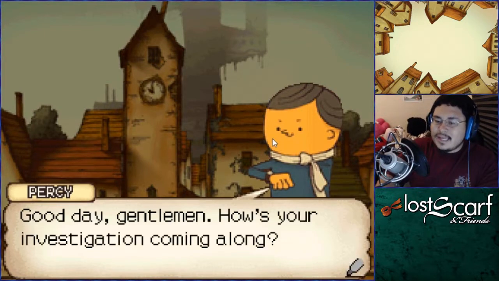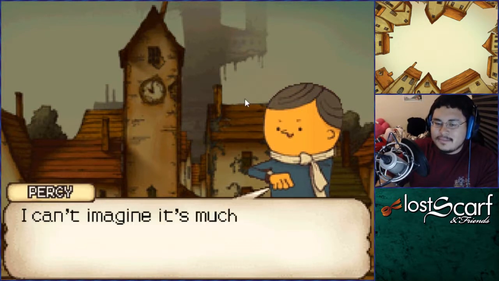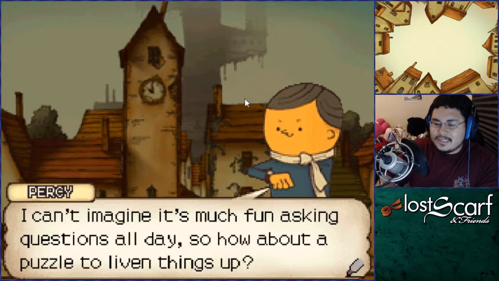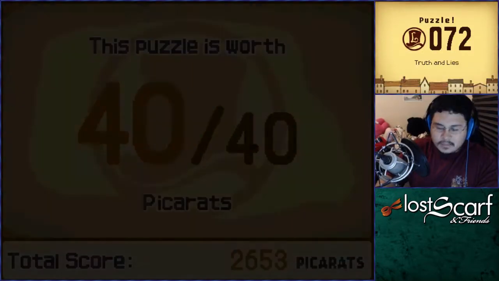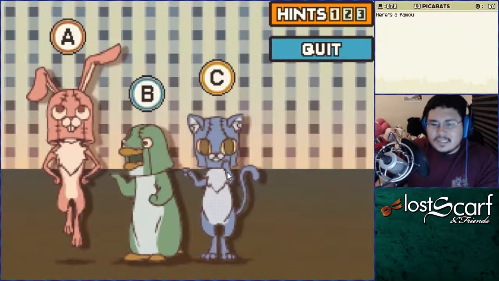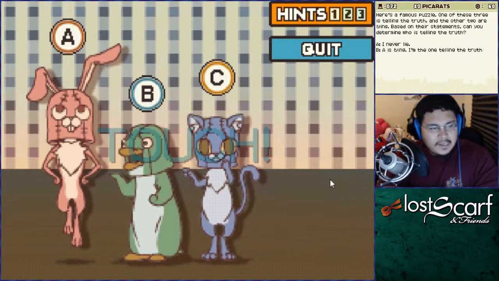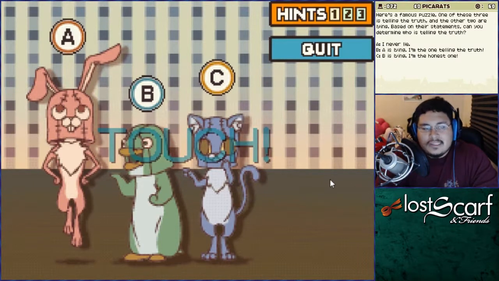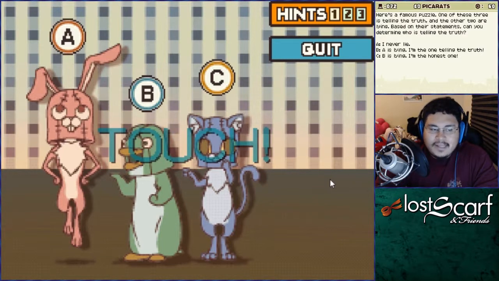Good day, gentlemen. How's your investigation coming along? I can't imagine it's much fun asking questions all day, so how about a puzzle to liven things up? Truth and lies. Here's a famous puzzle. One of these three is telling the truth, and the other two are lying. Based on these statements, can you determine who's telling the truth? A: I never lie. B: A is lying, I'm the one telling the truth. C: B is lying, I'm the honest one.